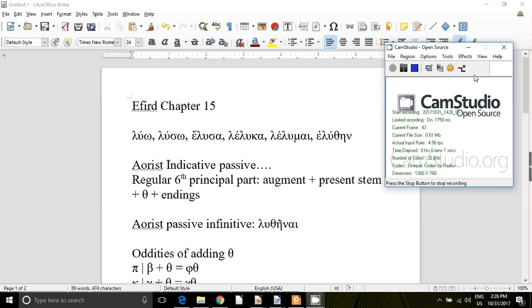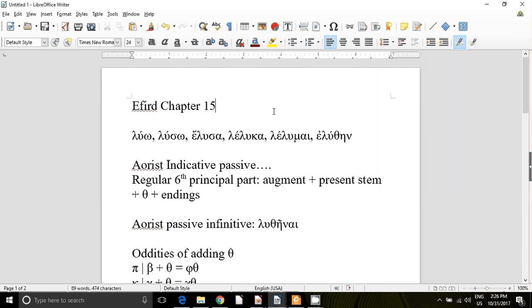Welcome back to Greek, and I'm sure you're excited to learn that we are ready to finish off the principal parts. We're going to learn our last principal part. There it is in all its glory, all 6 principal parts of our paradigm verb luo. Luo, luso, eluse, leluka, lelumai, eluthen.